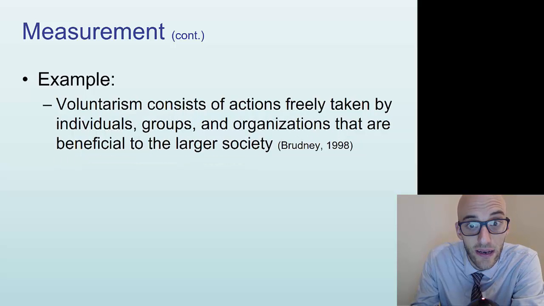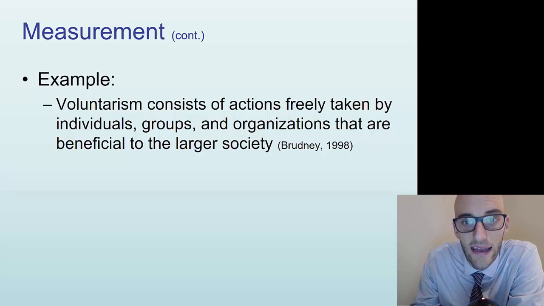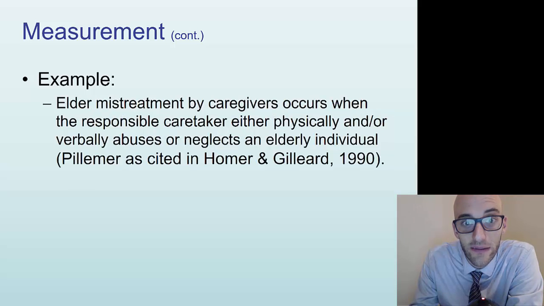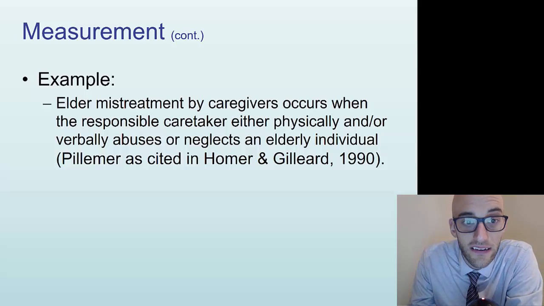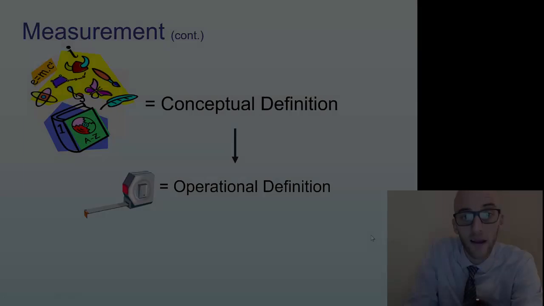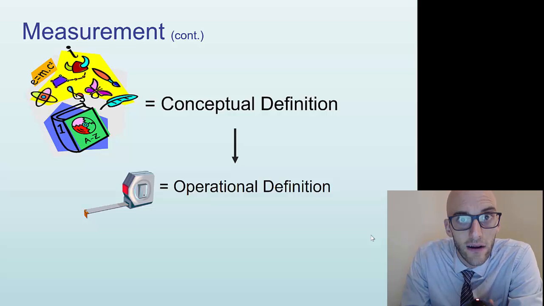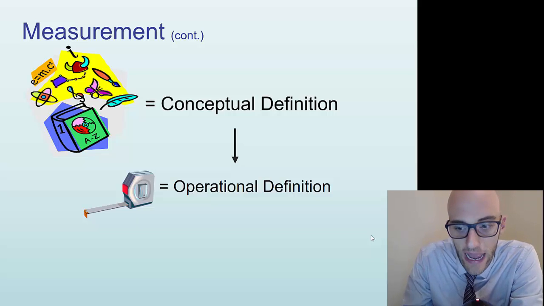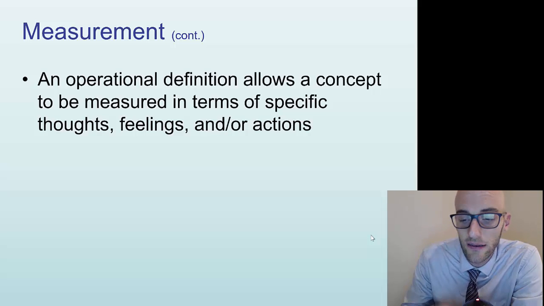And volunteerism exists when action is freely taken by individuals, groups, or organizations that is beneficial to larger society. Another example is elder mistreatment by caregivers, which occurs when the responsible caretaker either physically or verbally abuses or neglects an elderly individual. So now that we've come up with a conceptual definition, we'd move into an operational definition, which is basically how we're going to measure those concepts that we came up with. An operational definition allows a concept to be measured in terms of specific thoughts, feelings, or actions.